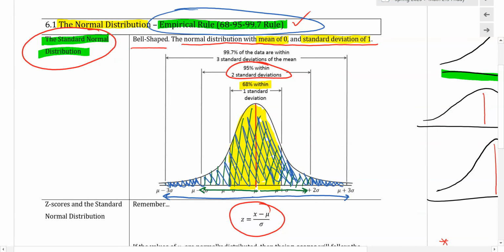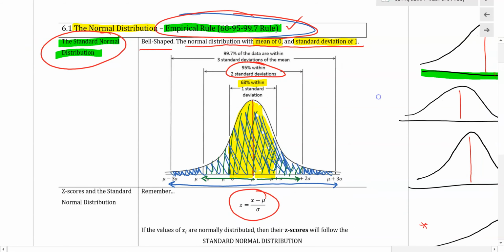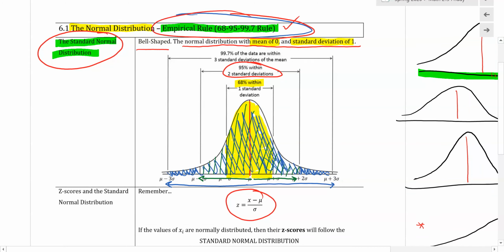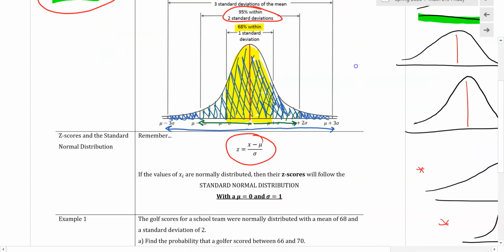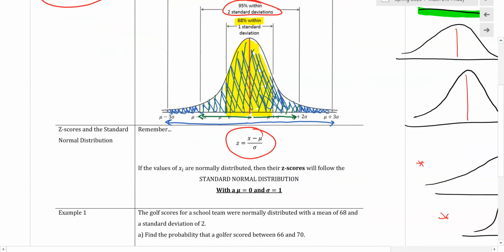Okay, we are going to see more and more uses of this. The point of 6.1 is to get us familiar with working with the empirical rule and basically finding the percentage of data in the area under these curves. Okay, and once we feel comfortable with that, we're going to actually put some examples together with them.